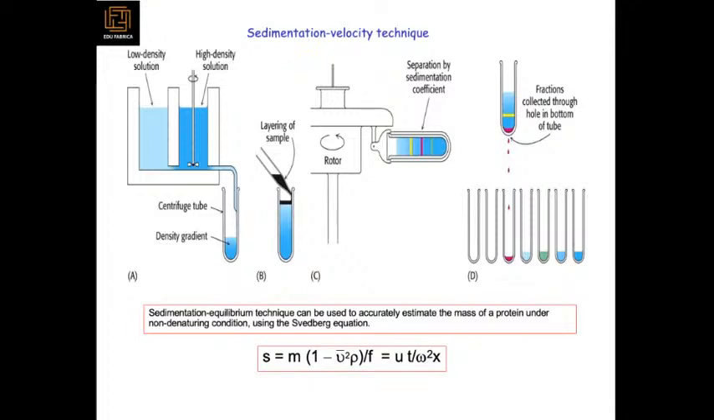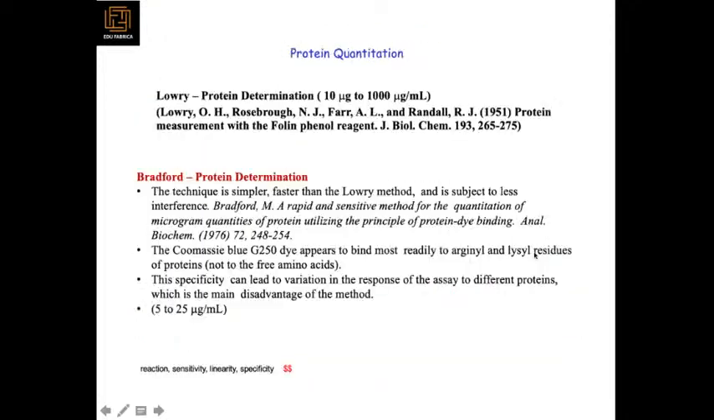In the sedimentation velocity technique, here we can see a low density solution on the left and a high density solution on the right. After centrifugation, we centrifuge these tubes with density gradients and layer the samples. This is a separation due to differences in sedimentation coefficients. We have fractions collected like this.